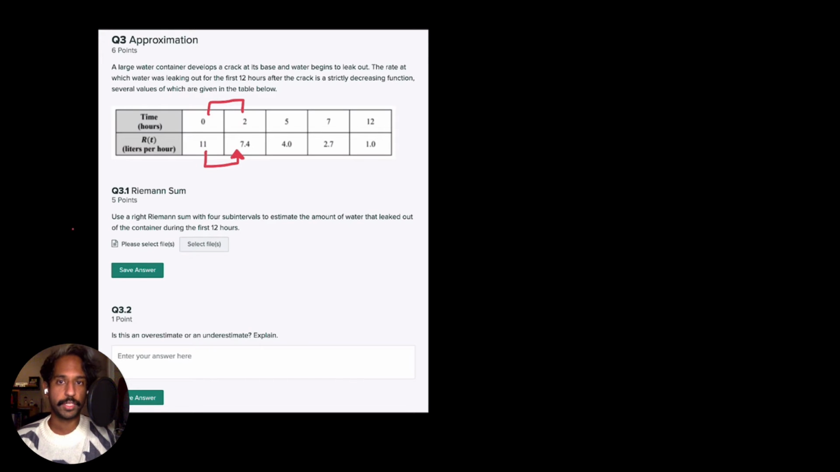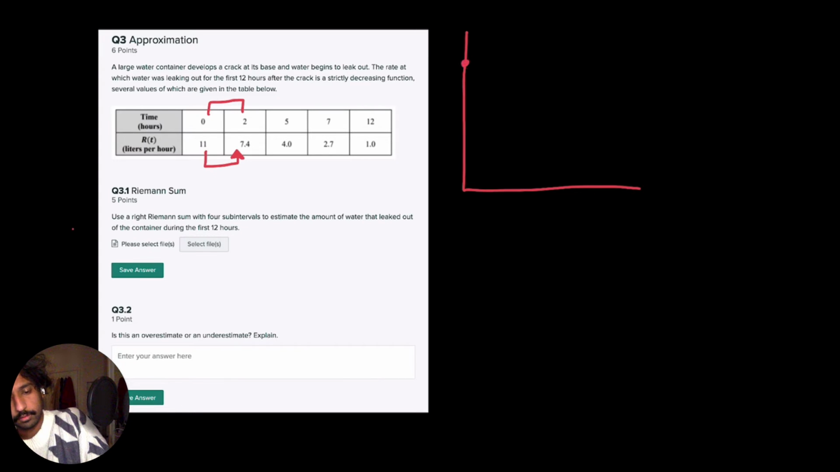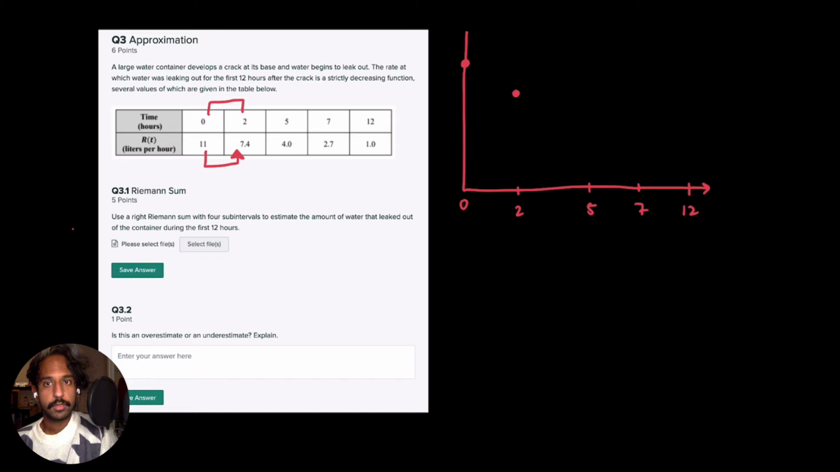And I'm going to draw a visual explanation as to what this looks like. We're told this function is decreasing, which is cool. And so I can draw these 5 points. At time t equals 0, we're at 11. So that's at 0. At 2, 5, 7, let me extend this a little more, 12. We have our heights 11, and then 7.4 will be about there. 4.0 might be around here. 2.7 might be here, and then 1.0 will be there. So I don't know what's happening in the middle. We know that it's decreasing, but those are our graphs.